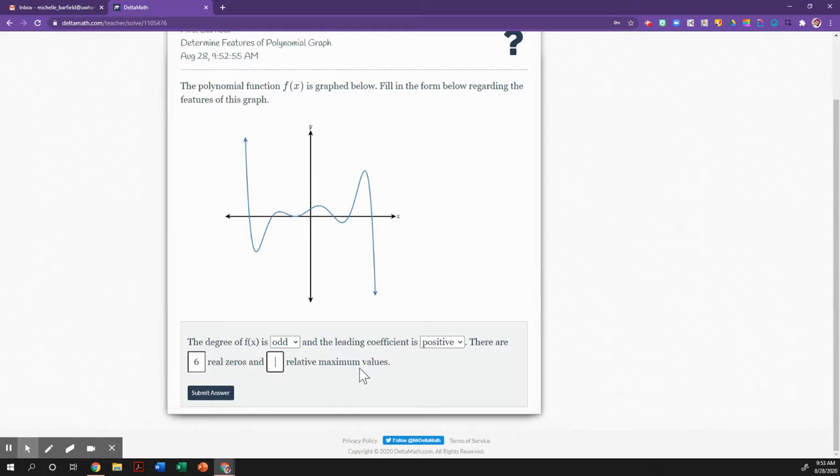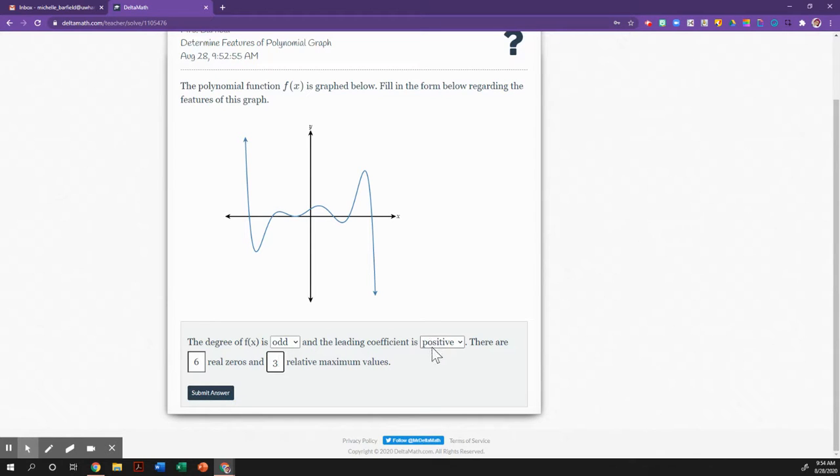Okay, and relative maximum values. That's peak 1, peak 2, peak 3. So if you're confident in that, you know it's odd, you know it's 6, and you know it's 3, submit your answer.